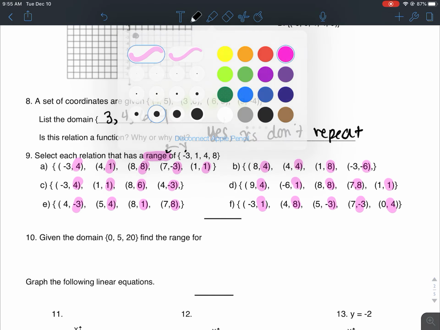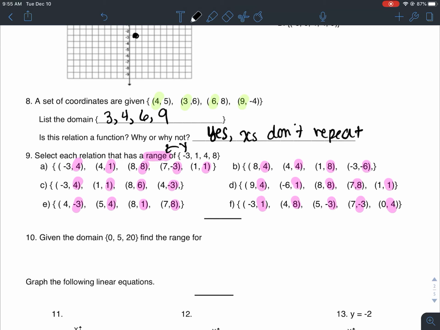Okay, so for this one, select each function whose range includes -3. So we're going to look. We have 4, 1, that's good, 8, -3, 1. All of those are good. And they have to have all of those y values. So if you don't have enough, it's not going to work.